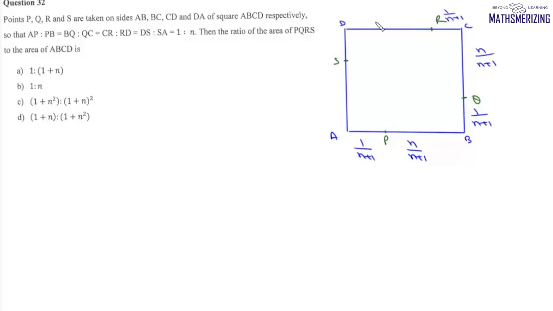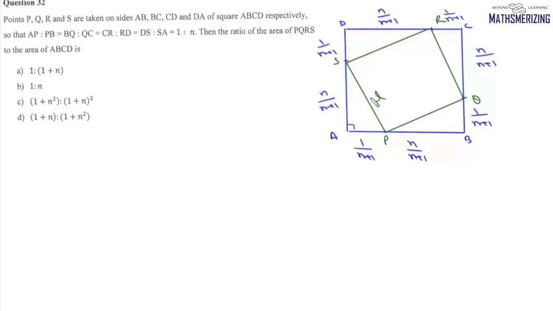Again 1 upon n plus 1, n upon n plus 1. And this one is again 1 upon n plus 1, n upon n plus 1. Now clearly this PQRS is also a square whose length is, say, L.